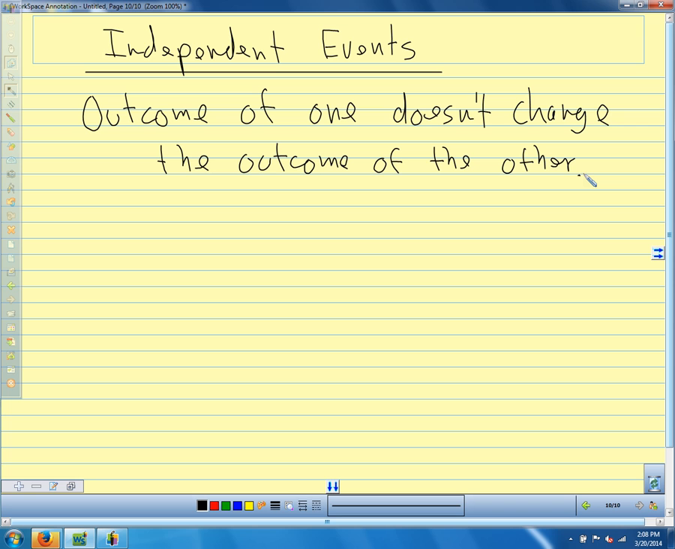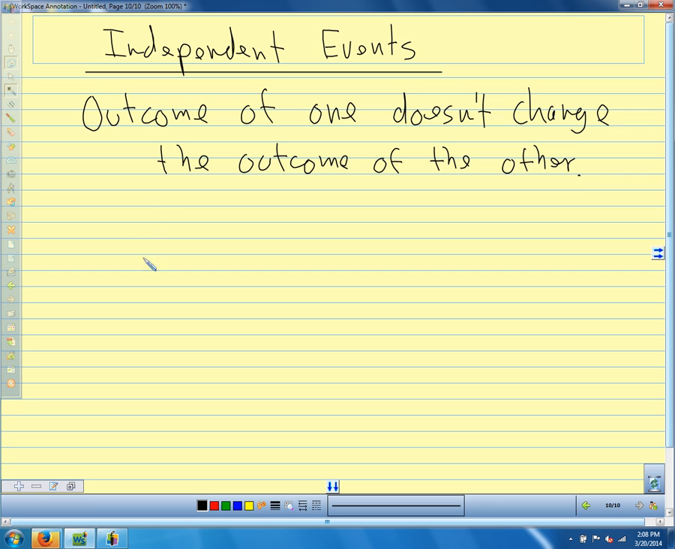And dependent events are related to the idea of replacement versus non-replacement. So drawing one card out of the deck, not replacing it, and then drawing another card out of the deck, those two would not be independent events because taking that first card out of the deck changes the total number of cards in the deck. So it's going to change the probability for the second event. So that would be an example of a dependent event. Well, with independent events, the probability of one doesn't change the other.